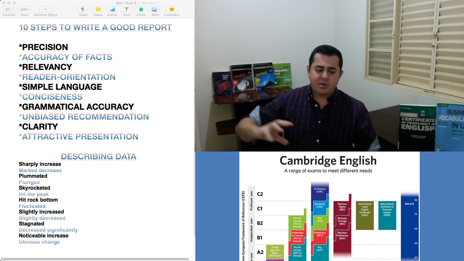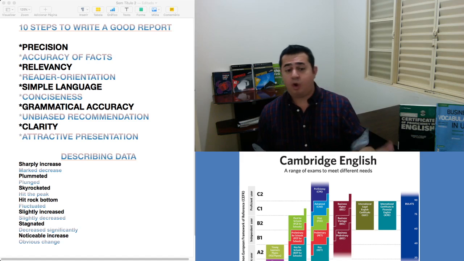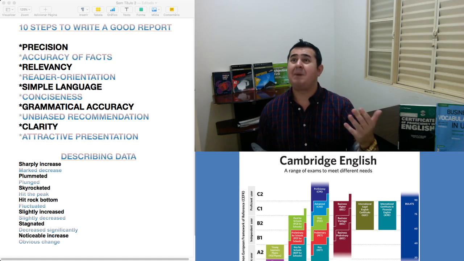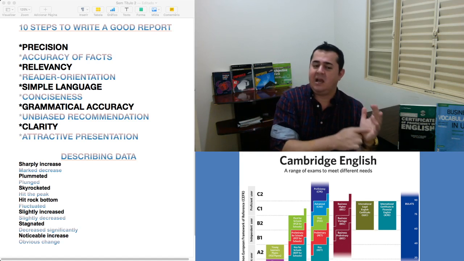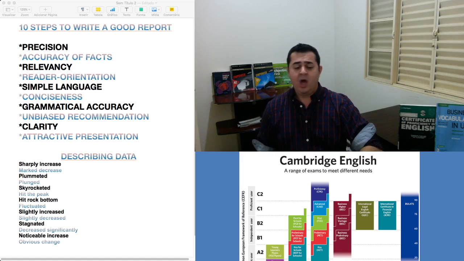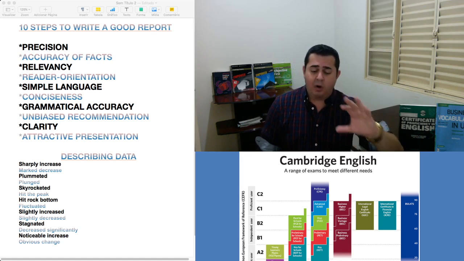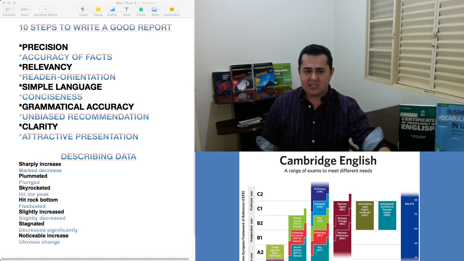If every person who reads your report comes to a different conclusion, it means something's wrong. Perhaps you've been biased. Perhaps you've put a bit of your opinion there. And we don't want your opinion. We want to see the facts. We want all the numbers, all the figures to be precise, to be accurate, to be clear, alright?